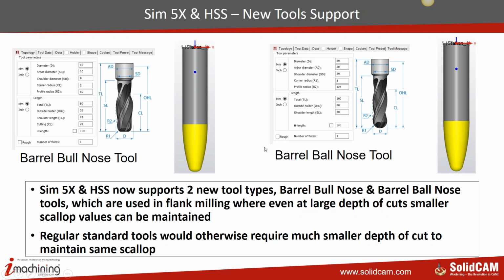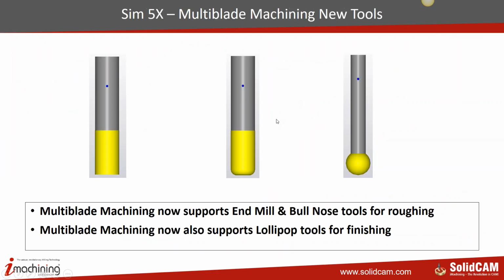Let's move ahead. In multi-blade machining, we now support end mill and bullnose tools for roughing. Again, this was a much asked for feature by many of our users, asking us to support bullnose and flat end mills for roughing in multi-blade. We are now supporting this functionality in roughing. We are also supporting lollipop cutters for finishing. So another very important aspect for us in multi-blade.